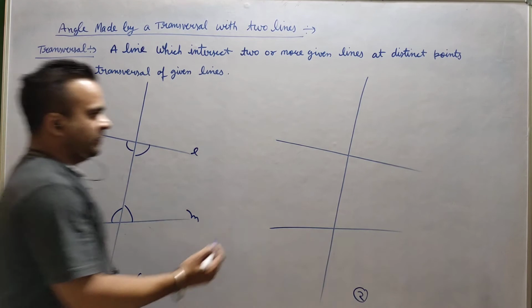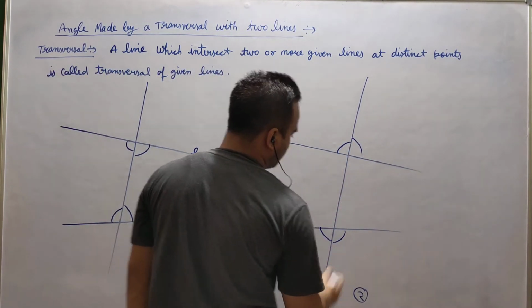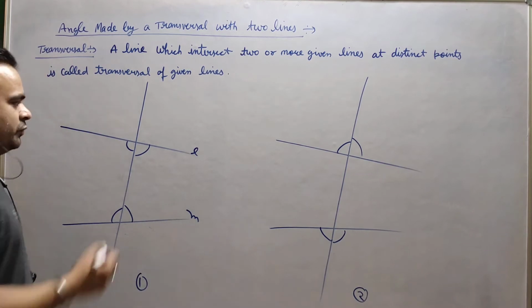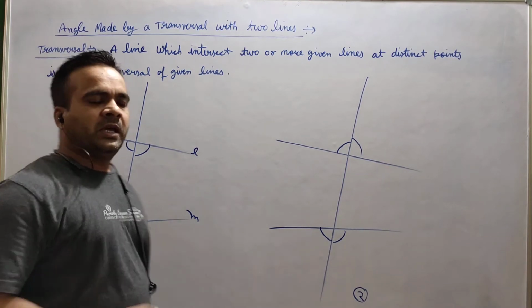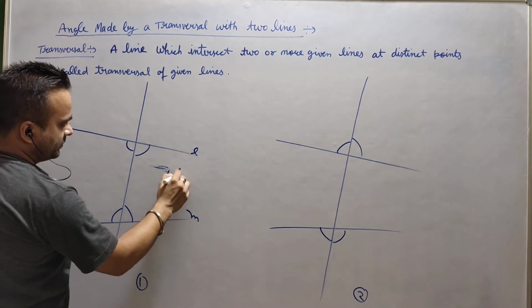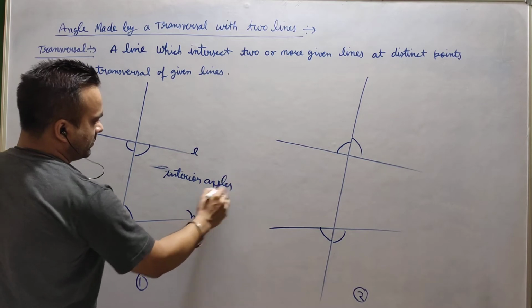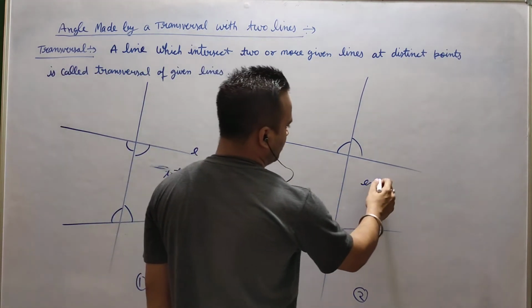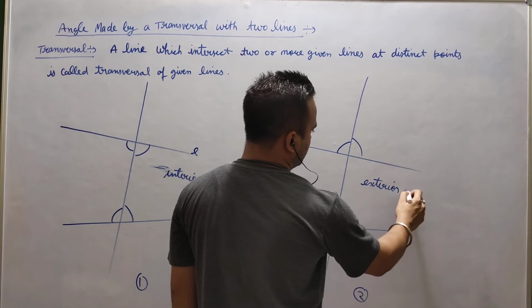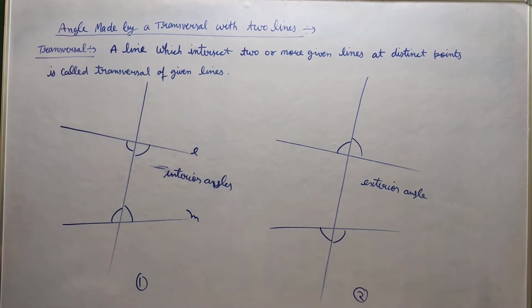Clear? Okay. For these, this is called exterior angles. First of all, we have to understand which one is interior and which one is exterior. So these angles are called interior angles, and these angles are called exterior angles. Right? Now I am coming to the point.